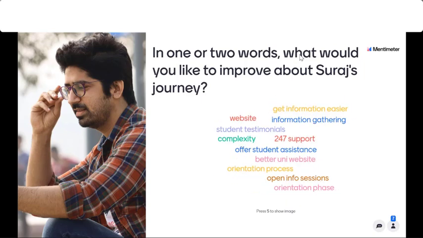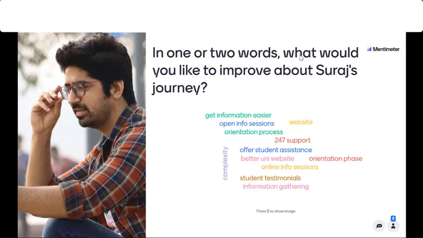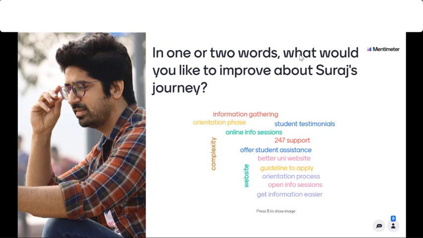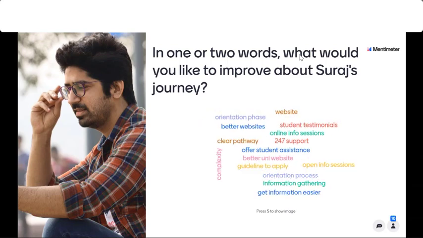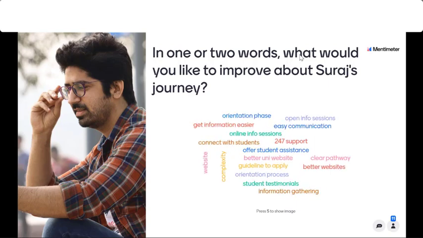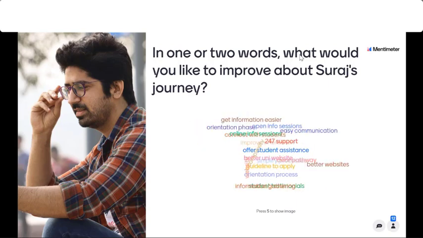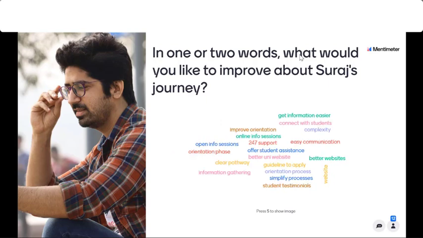So better university websites, offering student assistance, offering 24/7 hours support. The orientation phase should be improved. Information gathering needs improvement. The website again. Open information sessions. And gaining access to information easier is definitely something, a guideline to apply. So helping students understand the application process. Student testimonials is an important one there. So hearing from other students firsthand, giving clearer pathways, easier ways of communication.